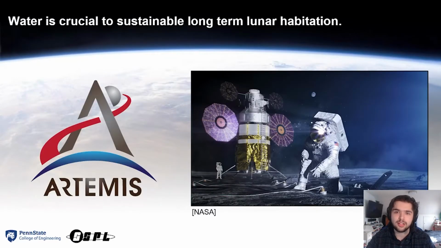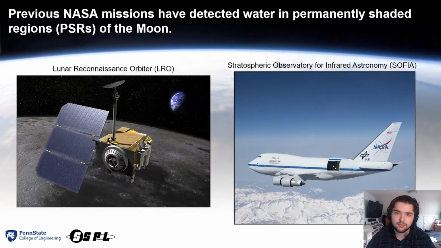In the Artemis program's efforts to return to the moon by 2024, water will be a vital resource. Water is needed not only for astronaut hydration, but also for sanitation, agriculture, life support systems, and even manufacturing. Previous NASA missions, including LRO and SOFIA, shown here, have detected water in PSRs, or regions on the moon that never see sunlight. These high-density areas are extremely promising since mining for water in situ is projected to be significantly cheaper than transporting it from Earth.